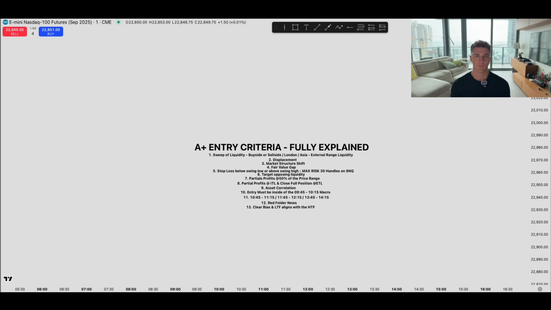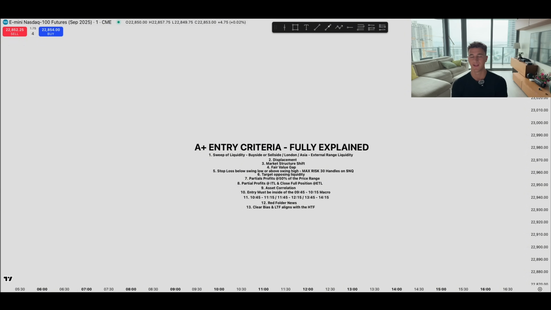And finally, number 13, this is going to be the last one on the list. You need a clear bias, and the lower time frame needs to also align with the higher time frame. So what do I mean by that? On the higher time frame, such as the daily time frame, you need to see some sort of bullish fair value gap or bearish fair value gap, some sort of PD array on that chart so you can actually build a correct and valid bias.